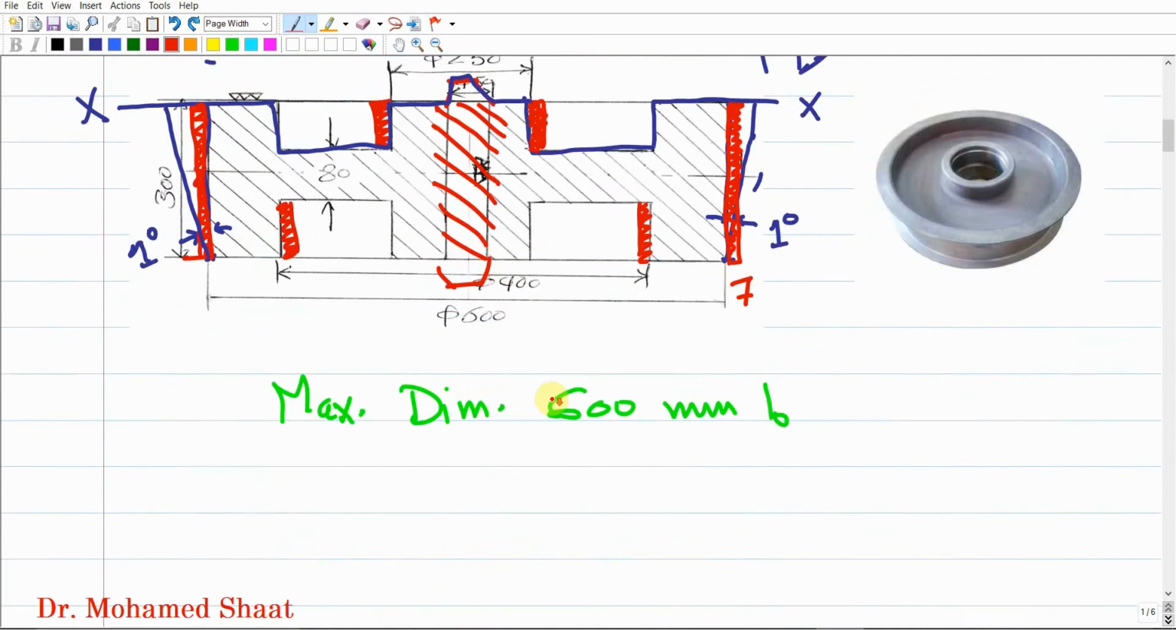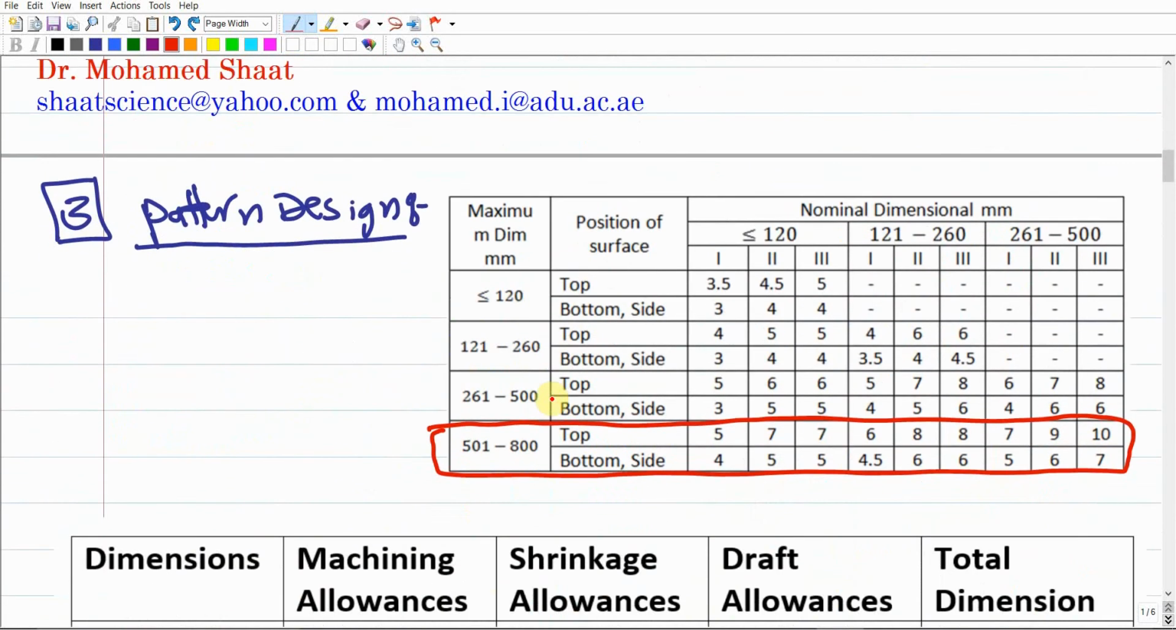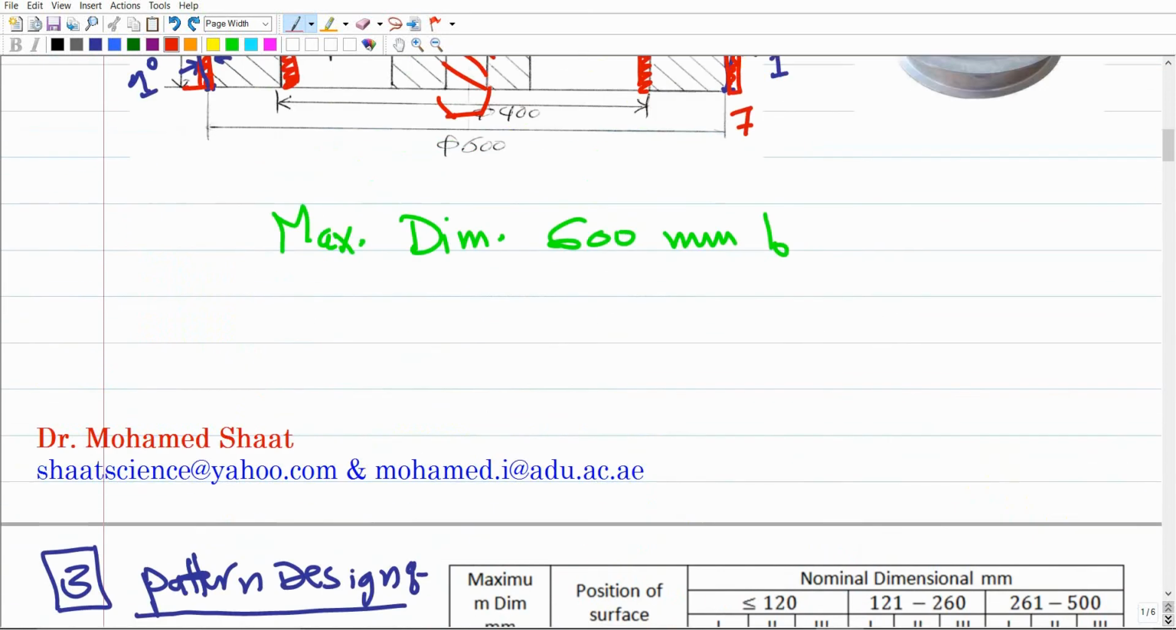And then we're gonna go to the table down here. The 300, is it less than 120 up? It is 120 to 260 up? It is between 261 to 500. And we are using deep machining, third grade. So we do have here 10 for the top surfaces and 7 millimeter for the side or the bottom surface. We agreed that the 300 connects a top surface and a bottom surface. The top is gonna take 10 millimeter. The bottom surface is gonna take 7 millimeter.